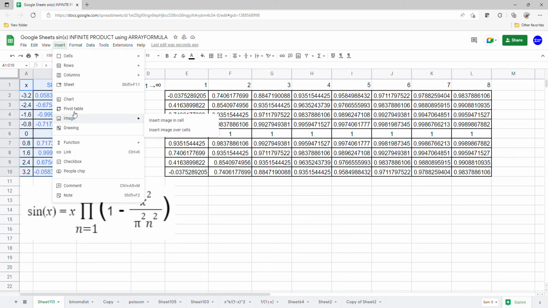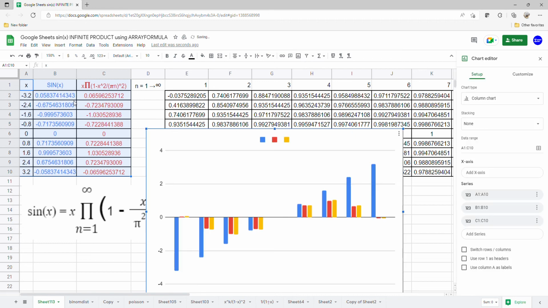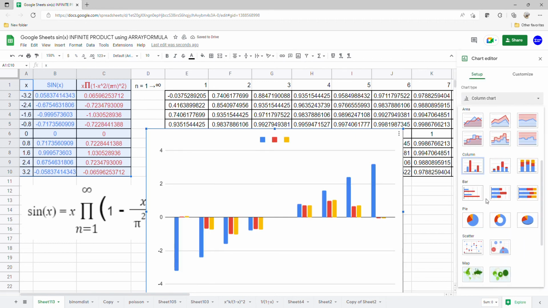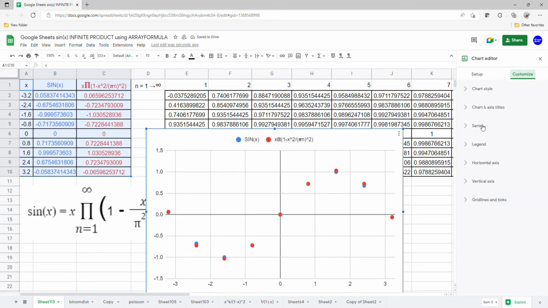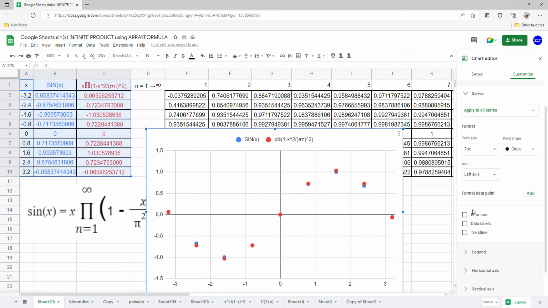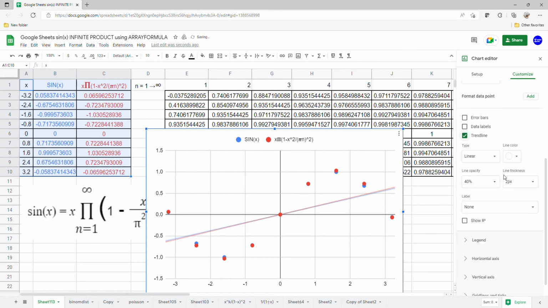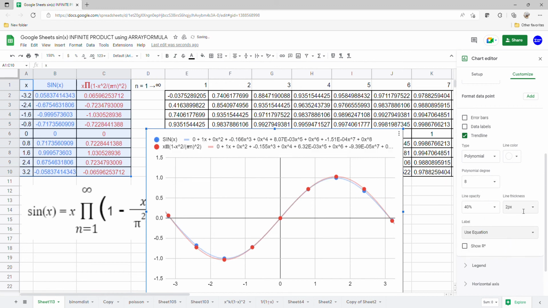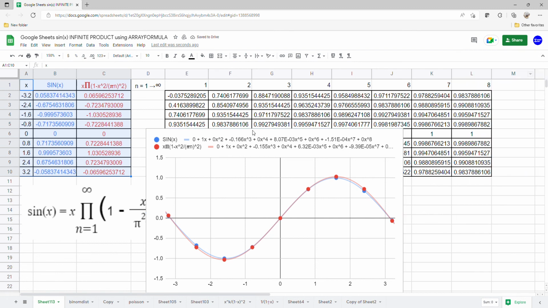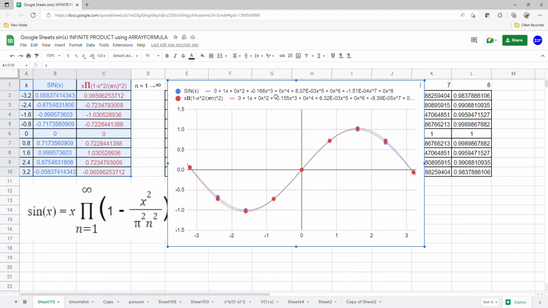Insert chart, and we use scatter chart. Column A is label, row 1 is header. Customize, and for the series we'll use the trend line, and the type polynomial. The degree we use is 8. For the label, use the equation. And here's our trend line and polynomial.